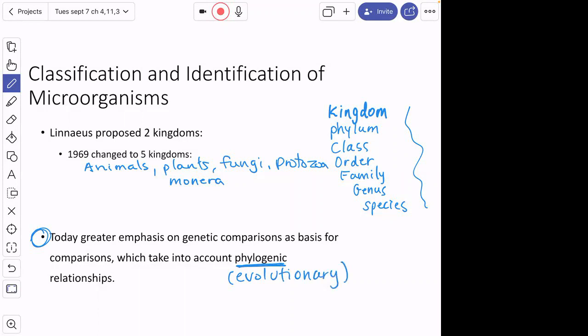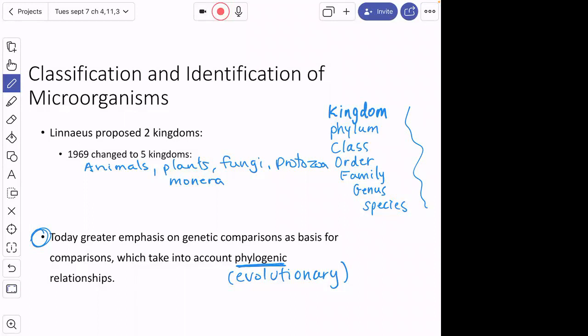Okay, so phylogeny refers to evolutionary relationships, meaning what was the common ancestor? The thinking is that if two organisms had a common ancestor not that long ago, then they are more closely related than organisms that had a common ancestor much earlier.